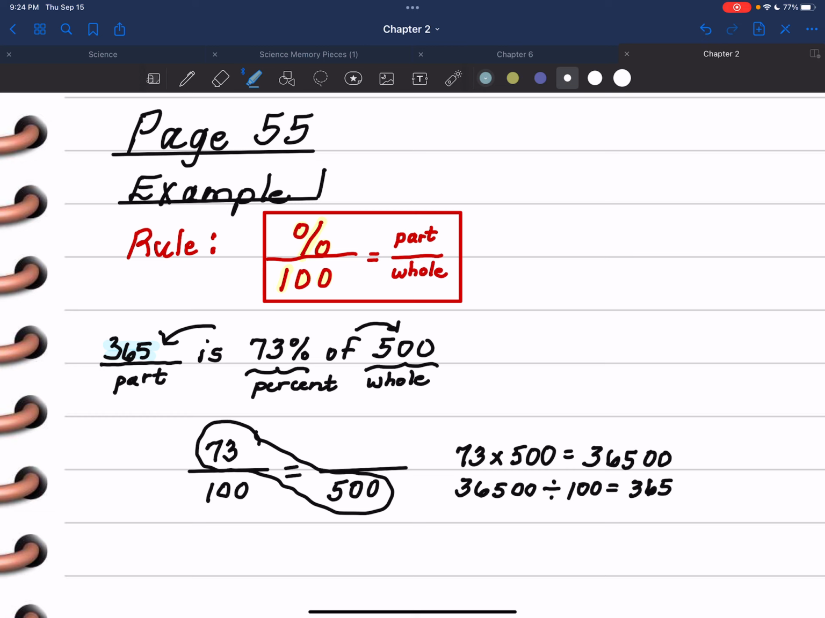You do have to memorize the red box. But once we get through all these, I think you will have memorized it. I do want to say again, though, this is not the only way to do percents.